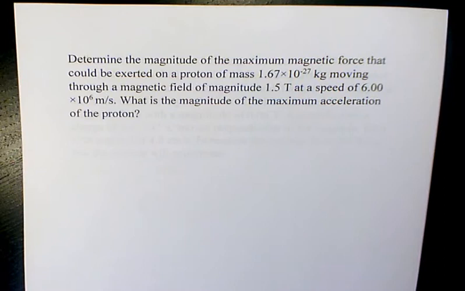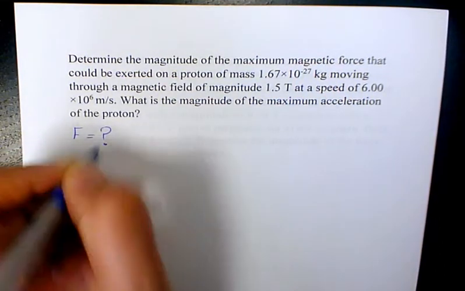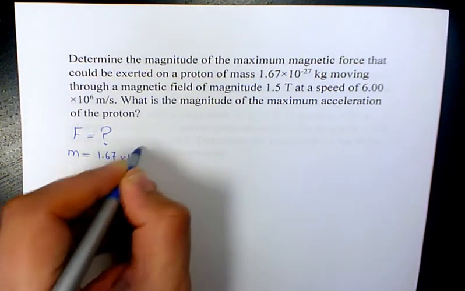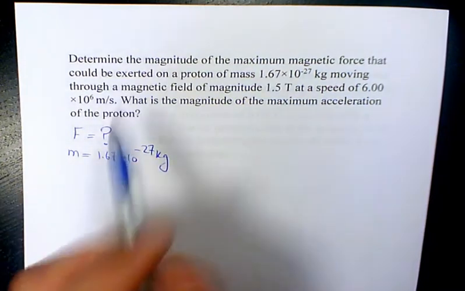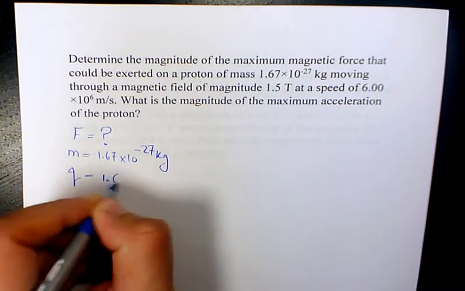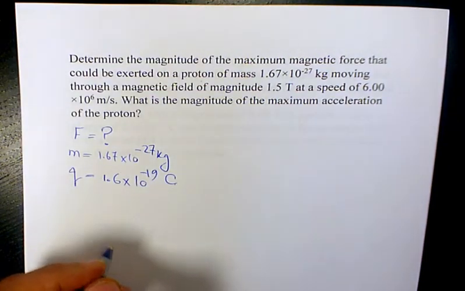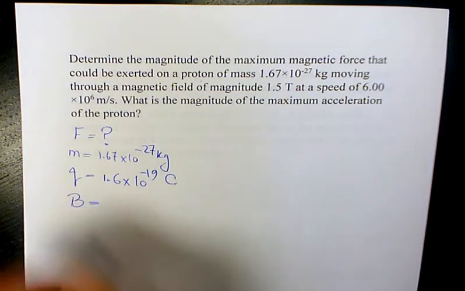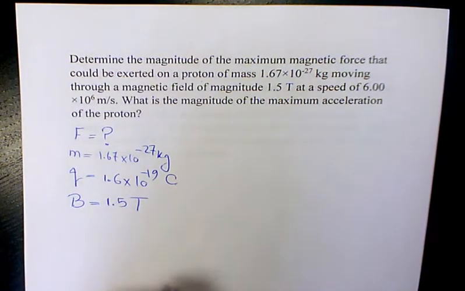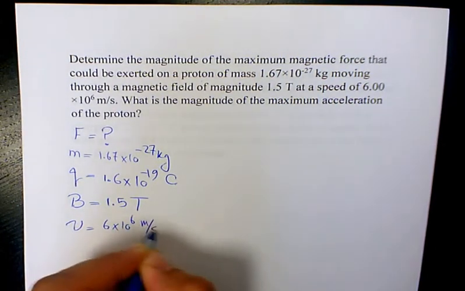So first of all, I need to find out the maximum magnetic force. Let's see what is given. Mass is given, 1.67 times 10 to the power of negative 27 kilograms. We are talking about a proton, so the charge of a proton, we know it's 1.6 times 10 to the power of negative 19 coulomb. Magnetic field strength, we show it with B, 1.5 Tesla, and the speed is 6 times 10 to the power of 6 meters per second.